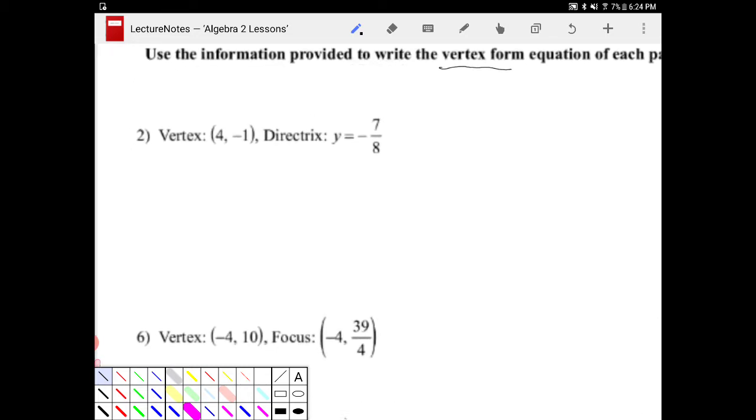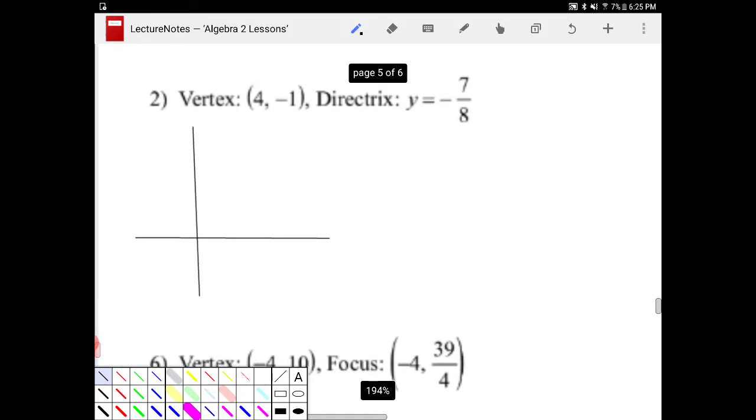So right now you're given that the vertex is located at (4, -1) and the directrix is located at y = -7/8. Now, I always like to figure out how things are oriented so that I have an idea of what I'm doing, whether or not it makes any sense at all, okay? So when you make a sketch, you do not ever have to draw anything to scale, because the purpose of the drawing is to give you an idea of what the orientation of the parabola is, as well as whether your final answer at the end makes any sense, okay?